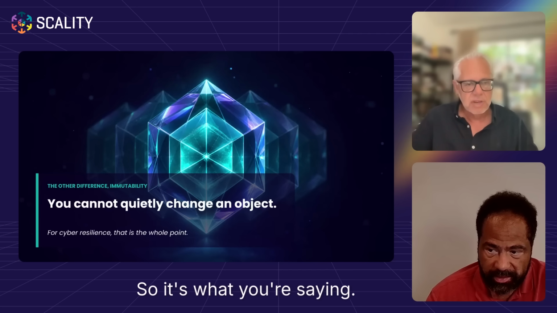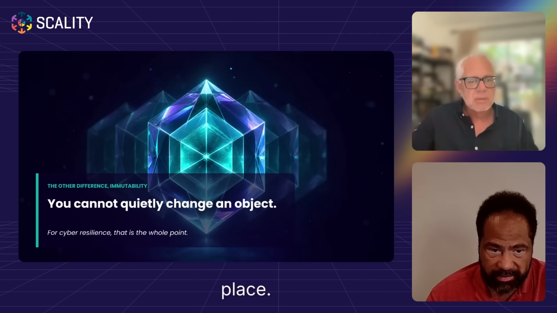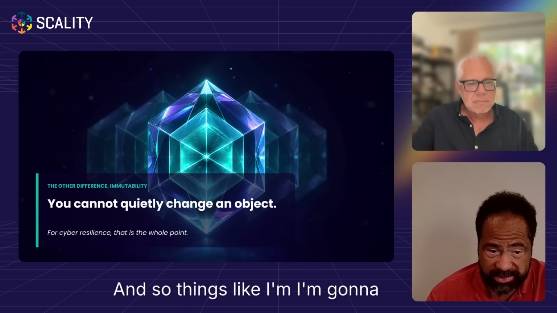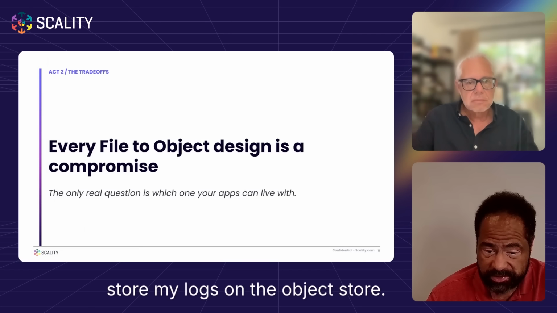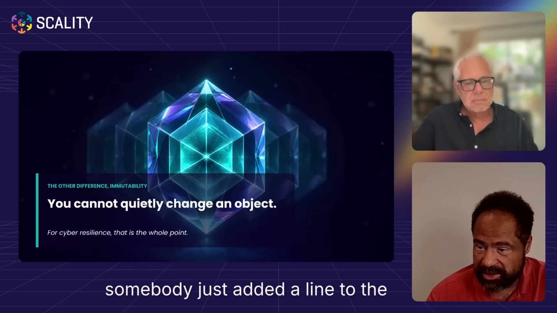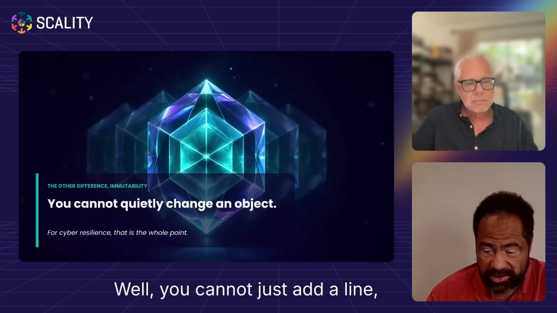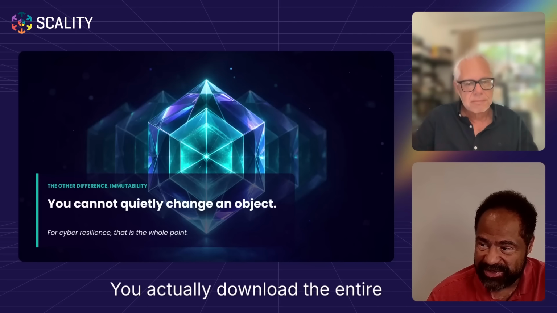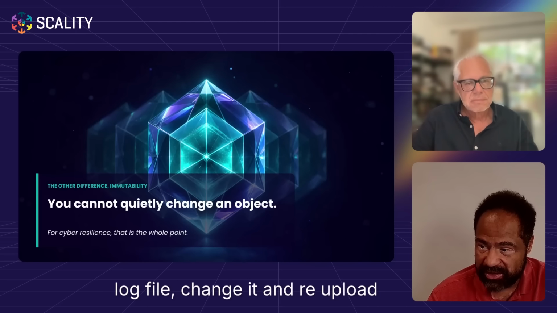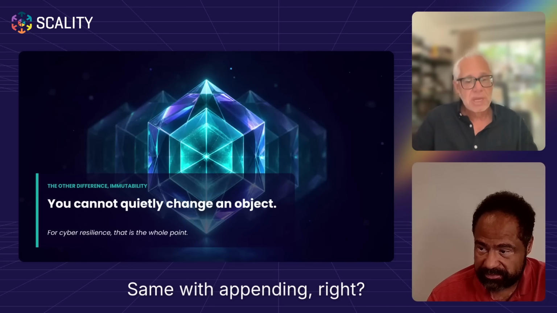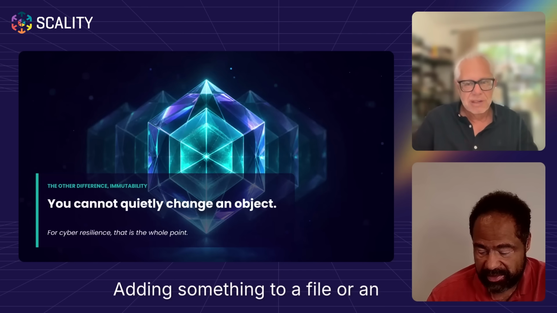So it's what you're saying. You cannot just change an object in place. It's immutable. And so with things like, I'm going to store my logs on the object store, somebody just added a line to the log, right? Well, you cannot just add a line. You actually download the entire log file, change it, and re-upload the entire log file. Same with appending, adding something to a file or an object, same.